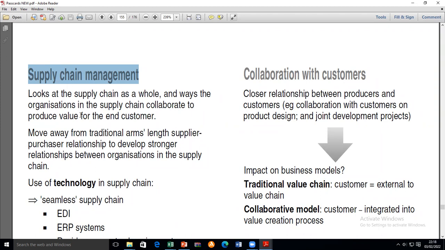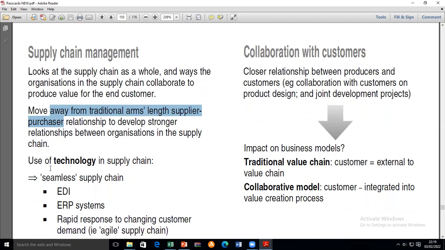So what does this mean? We have moved away from the traditional arm's length supplier-purchaser relationship. What we want to do is develop a stronger relationship between organizations in the supply chain. So all the organizations in the supply chain must work together. Now, these are complex business structures, because it means you need to look beyond your own organization. So what is it that helps? Well, it's the use of technology.